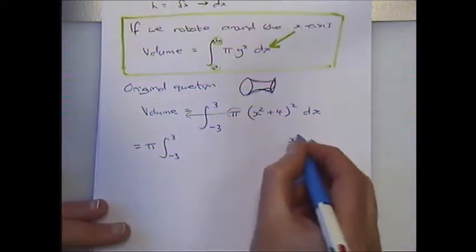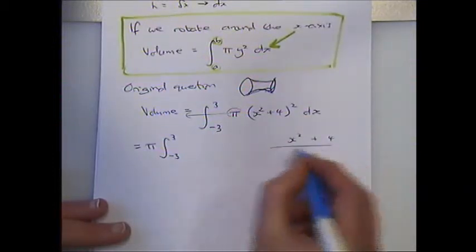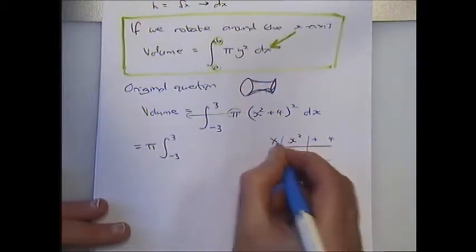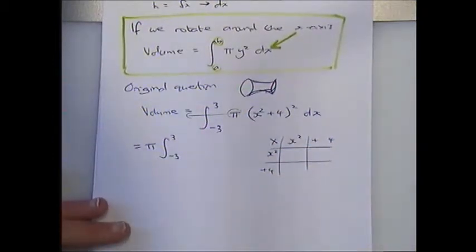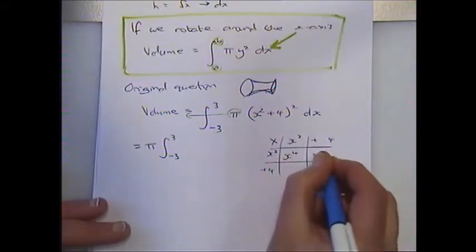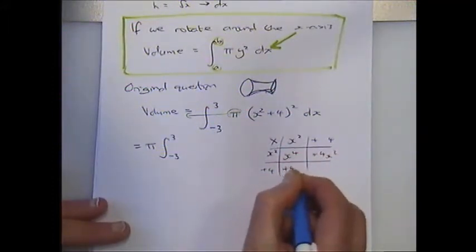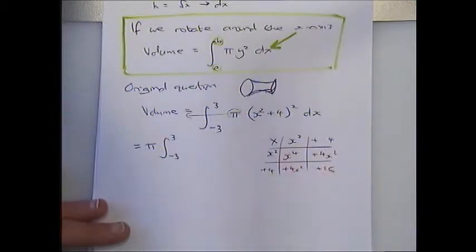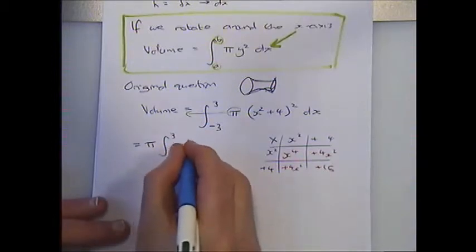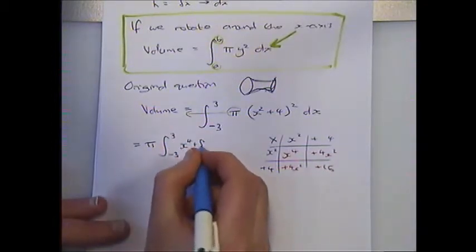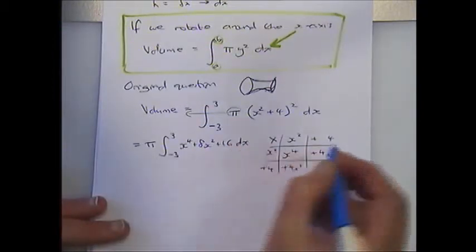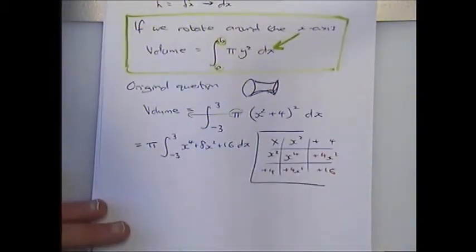Multiply it out, yeah. And whichever way you want to do that, if you want to do it the grid method for multiplying it out, whatever. Okay, that's fine. X squared times x squared, x to the power of 4, x squared times plus 4, 4x squared, same down there, and over there 16. So, multiply that out, we will get x to the power of 4 plus 8x squared plus 16 dx.